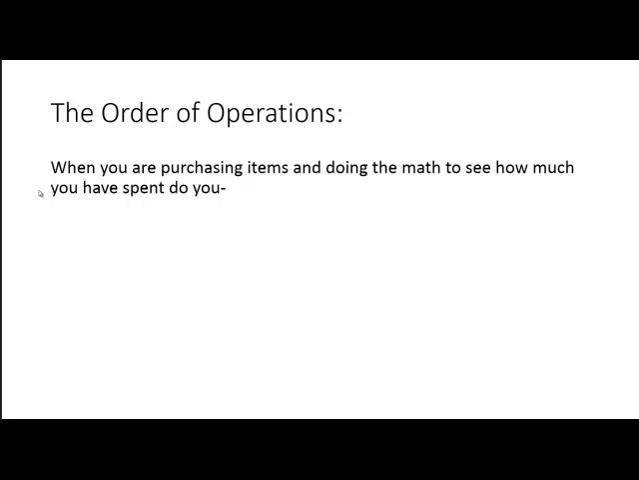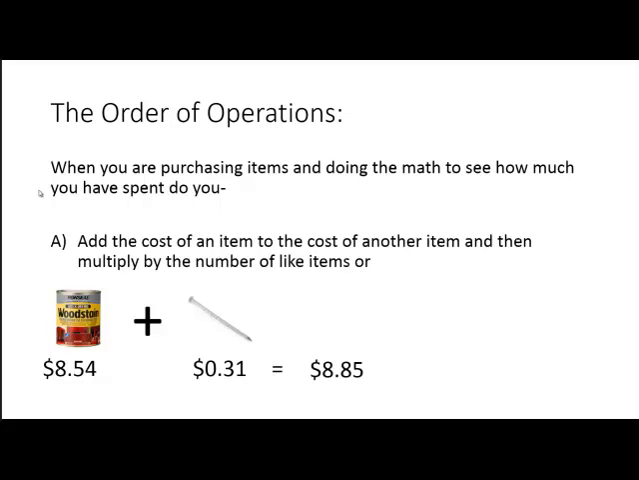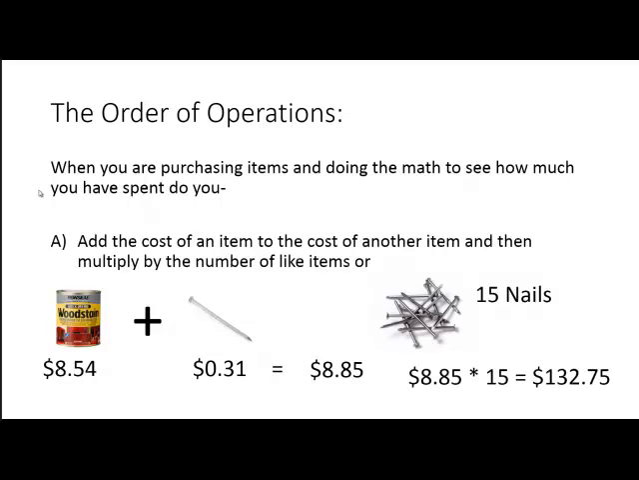When you do this, are you going to add the cost of an item to the cost of another item and then multiply that by the number of like items? Like this, when we have wood stain for $8.54 plus a nail for 31 cents, that equals $8.85. But we have 15 nails, so we'll multiply that by 15, which gives us $132.75 for 15 nails and wood stain.